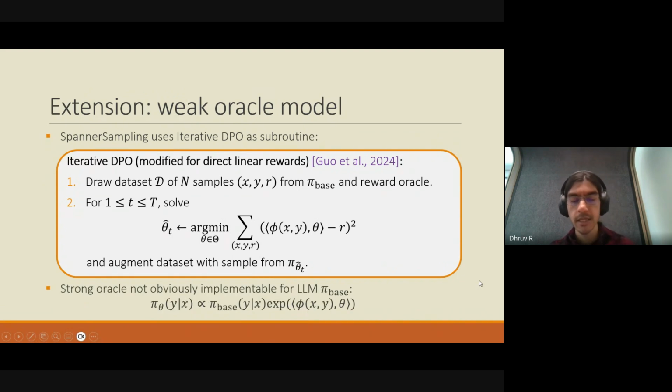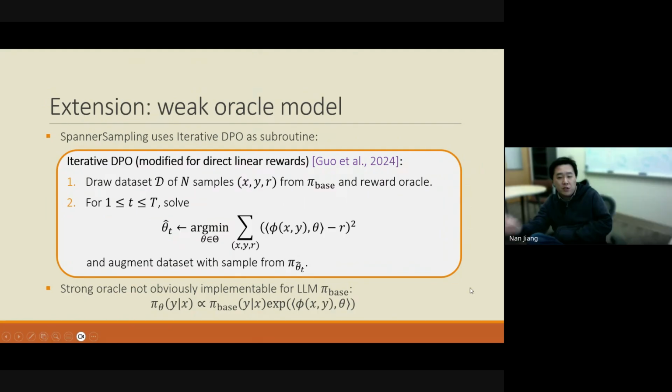Now there's a subtlety here, which is that if you were to try to take our algorithm and implement it in practice, you have a base model, which is a language model. Obviously, you can sample from it. But now you're just tilting it by some exponential of some linear function. It's not at all obvious how you would in practice sample from pi theta. So it's not really clear if we should be assuming that we have access to the strong oracle.